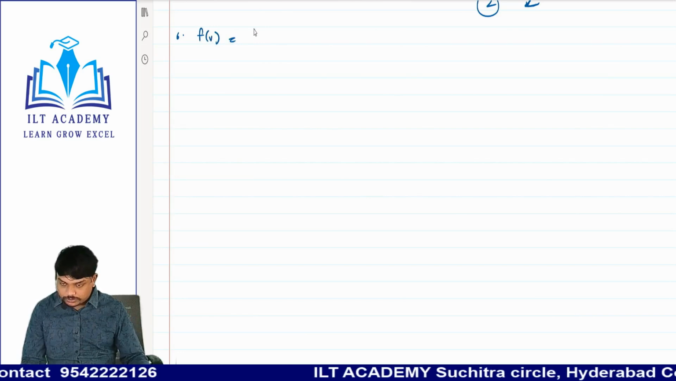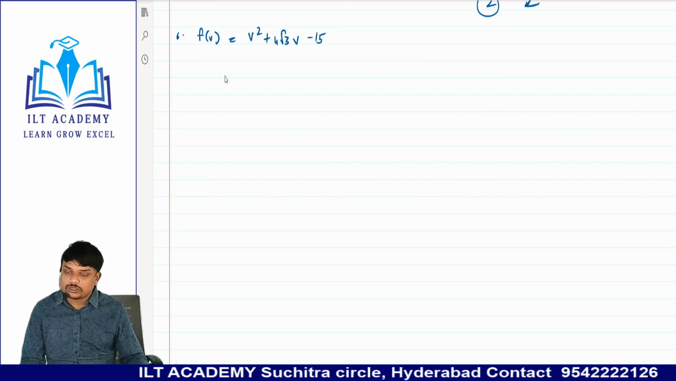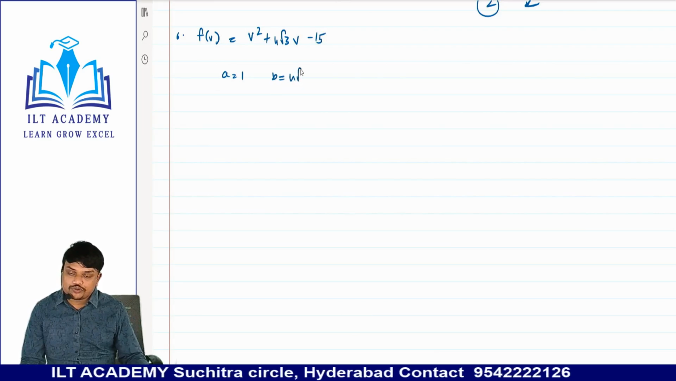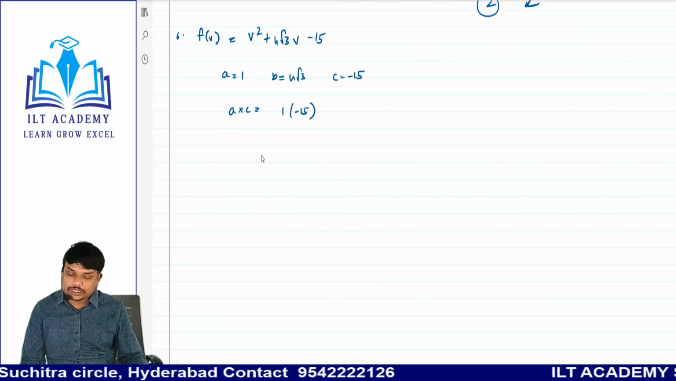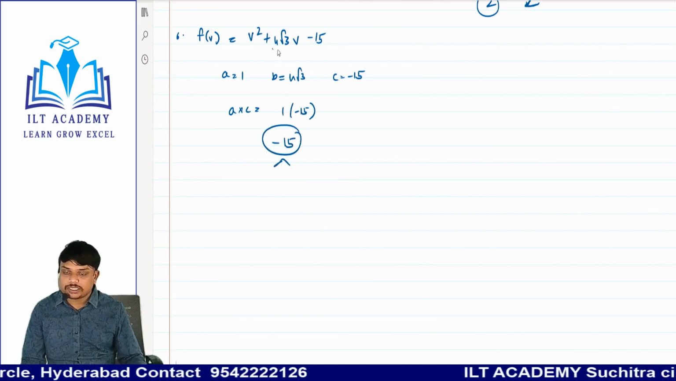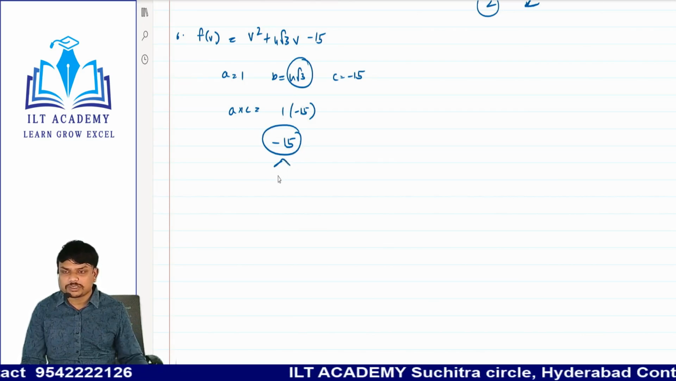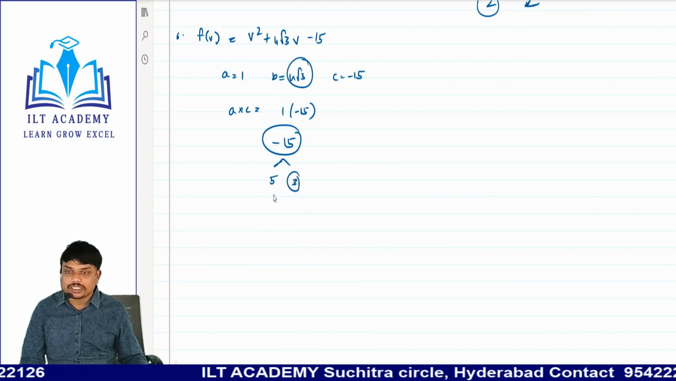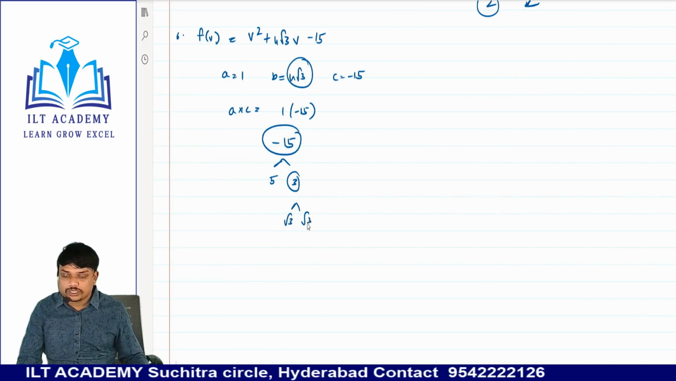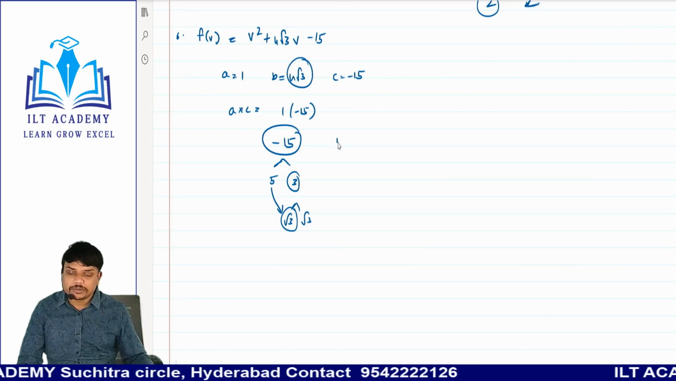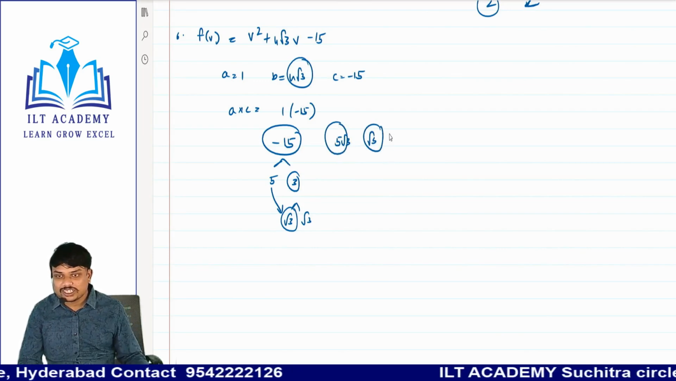Next, v square plus 4 root 3v minus 15, so a is equal to 1, b is equal to 4 root 3, c is equal to minus 15. Now a into c is equal to 1 into minus 15, which is minus 15. How can you split it so that you get 4 root 3? First, 5 into 3 you can write, there is no other possibility, compulsorily 3 must remain, because here there is root 3, so this 3 can be split into root 3 into root 3. Now you can attach this, it will become 5 root 3, and the next thing will be root 3. You know the answer better: 5 root 3 minus root 3 is equal to 4 root 3.